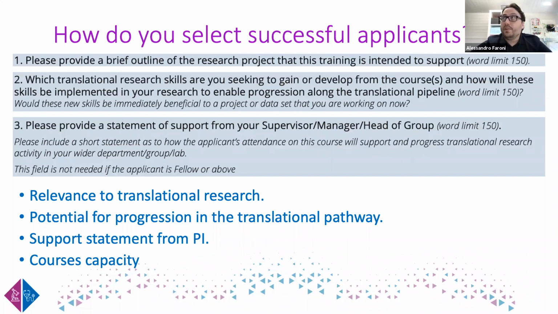And finally, the statement from your supervisor is very important. Normally, this would be your PI or your line manager. Although if you are a fellow and above, we don't require you to do that. But we will consider that in the awarding of the places for anyone that is not a fellow or above. And one of the other ways we select people to go into these courses is the course capacity. We can go into detail in a bit, but basically depending on the spaces we have available, we'll make the awards. If the course you have selected is already at full capacity, we might be able to offer you an alternative, and we will be in touch with you to discuss that.